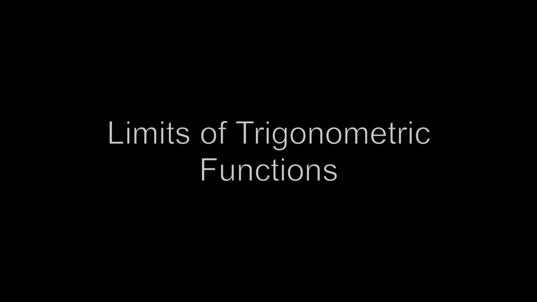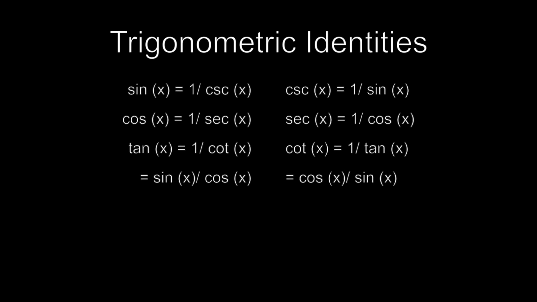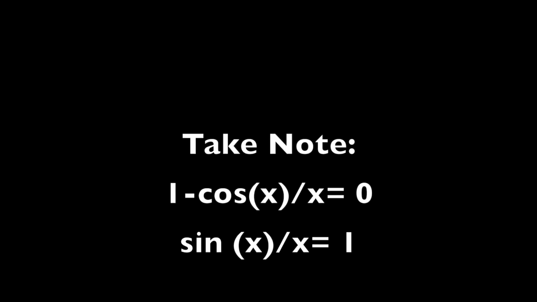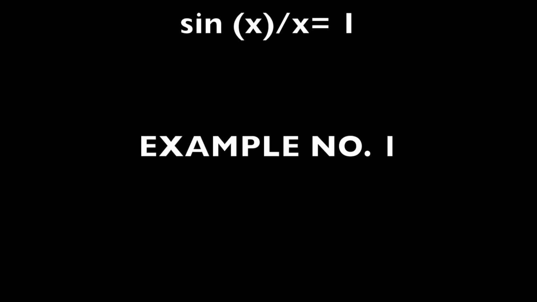In this video, we will be discussing how to find the limits of trigonometric functions. Please note the following trigonometric identities. Also, recall the rules where the limit of (1 minus cosine x) over x is equal to 0 and where the limit of sine x over x is equal to 1, for these will be used in evaluating the function.